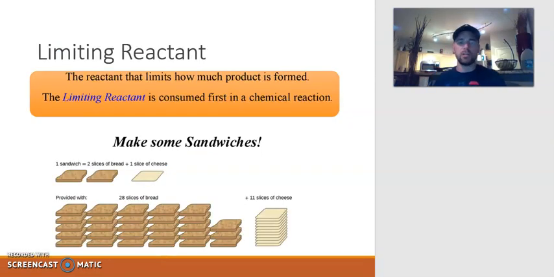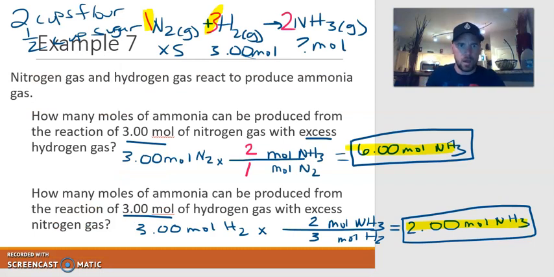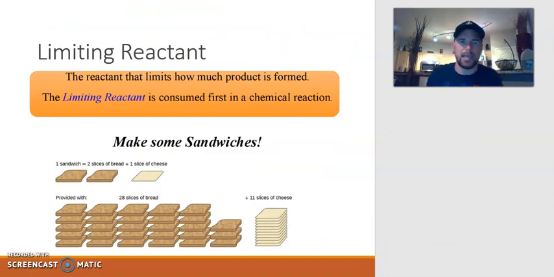All right, we're going to cover limiting reactant here, and then we're going to finish up this problem in the next video. In the previous problem, you had an excess of one reactant, an unlimited amount of it. Well, that's not really realistic. In real life, you usually have a set amount of both ingredients or reactants. So the limiting reactant is the reactant that is going to determine or limit how much product is formed. In other words, the limiting reactant runs out first. That dictates how much product you can actually make.